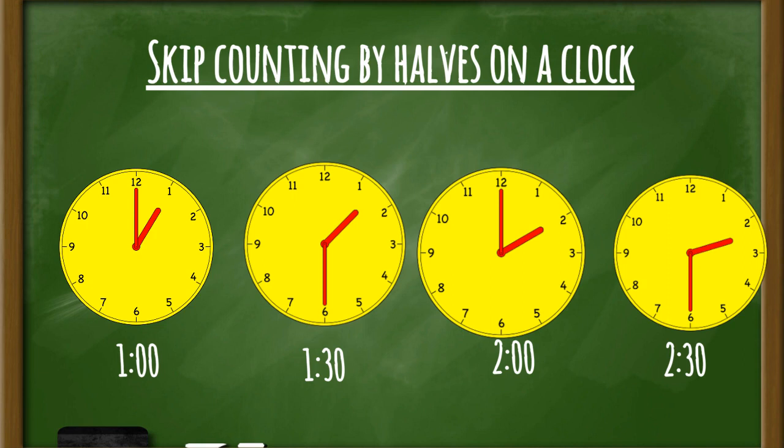I want you to continue as a class in unison saying the pattern until we get to 10 o'clock. Let's go from what we have so far. 1 o'clock, 1:30. Say it with me. 2 o'clock, 2:30. Keep going. 3 o'clock, 3:30. 4 o'clock, 4:30. 5 o'clock, 5:30. 6 o'clock, 6:30. 7 o'clock, 7:30. 8 o'clock, 8:30. 9 o'clock, 9:30. 10 o'clock.